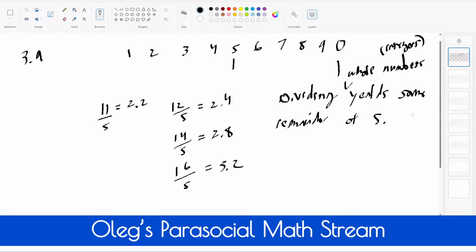It can be, the fraction would be in the form of... try it real quick here. Okay, 7 divided by 5 is equal to 1.4.